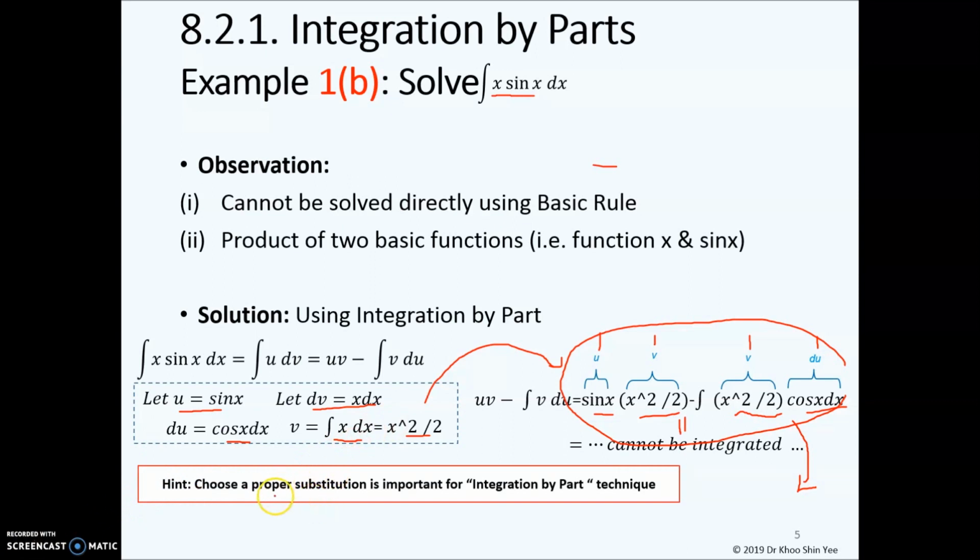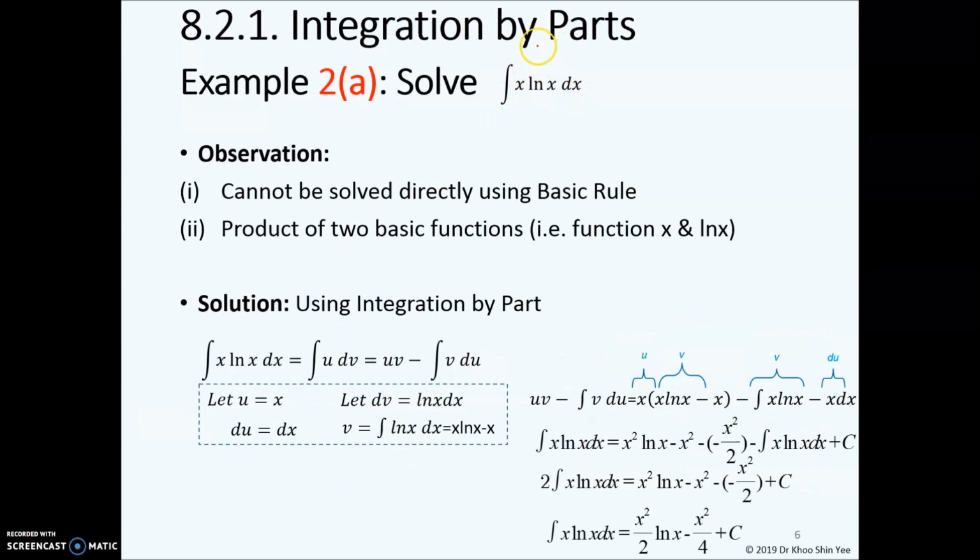In general, a proper substitution is very important for integration by parts. As you can see, one way may get the answer, another way may not. Sometimes, both ways can get the answer, but one way will be much easier than the other. Let's try with another example.